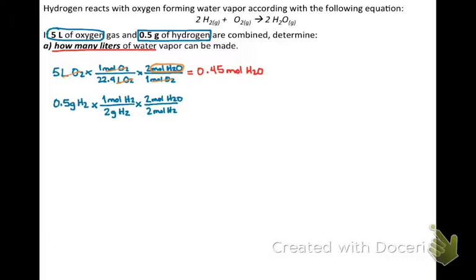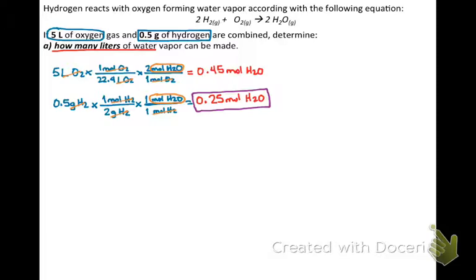If you want to simplify from here, you can also do it, and you can use 1 and 1, which is exactly the same ratio. And then let's calculate the moles of water after canceling units. Here you see that from 0.5 grams of hydrogen, if you had enough oxygen to make it react completely, you will get 0.25 moles of water.